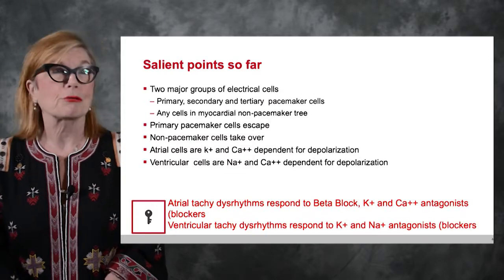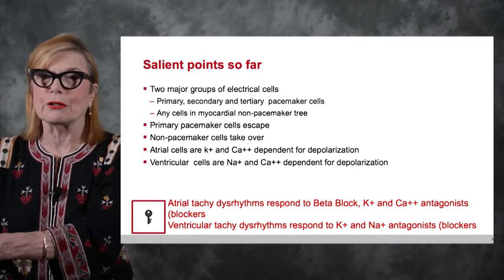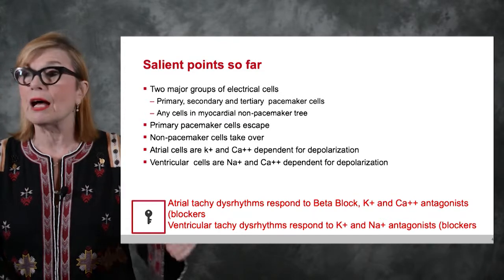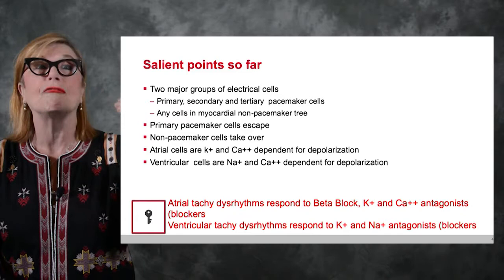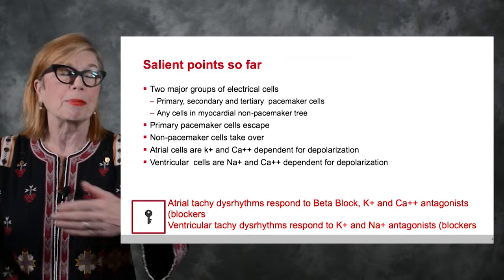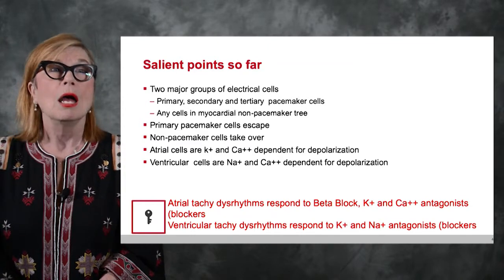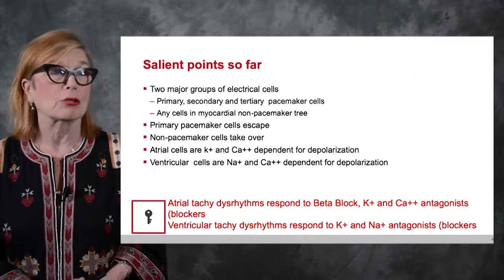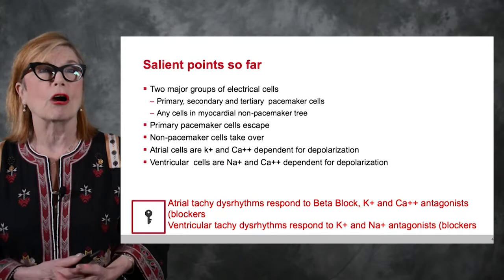There are two major groups of electrical cells, the pacemaker tree and the myocardial tree. Remember, the pacemaker tree is primary pacemaker cells. If there's failure of a higher pacemaker, a lower one will fire. That is known as an escape rhythm: escape junctional, escape ventricular, or idiojunctional, idioventricular. Non-pacemaker cells can also take over electrical control of the heart. He who reaches threshold first is in charge.